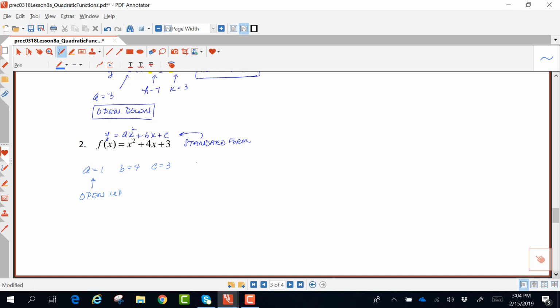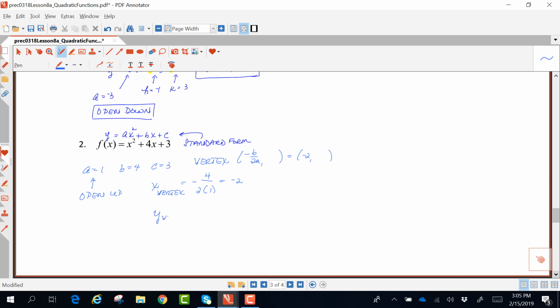To find the vertex, we go back to what we learned earlier in this lesson 8, which was the x value of the vertex is -b over 2a. So the x value of the vertex is -4 over 2 times 1, which is -2. So the vertex is the point in which the x value is -2.